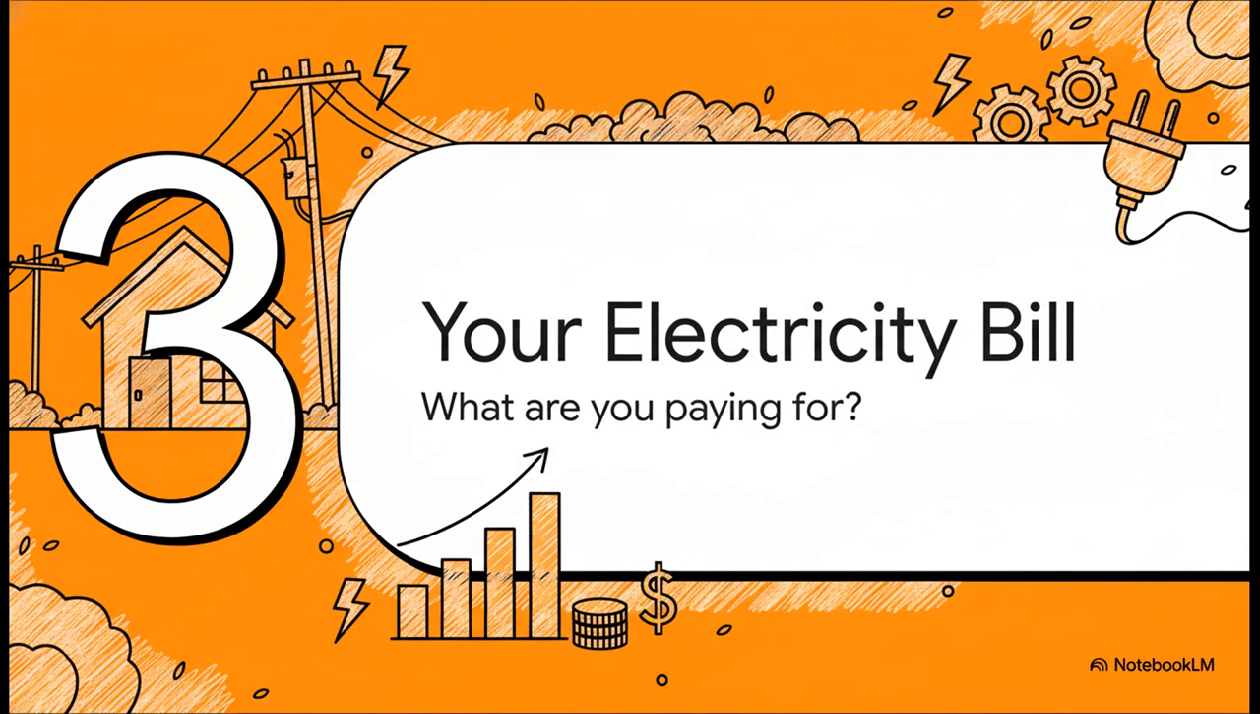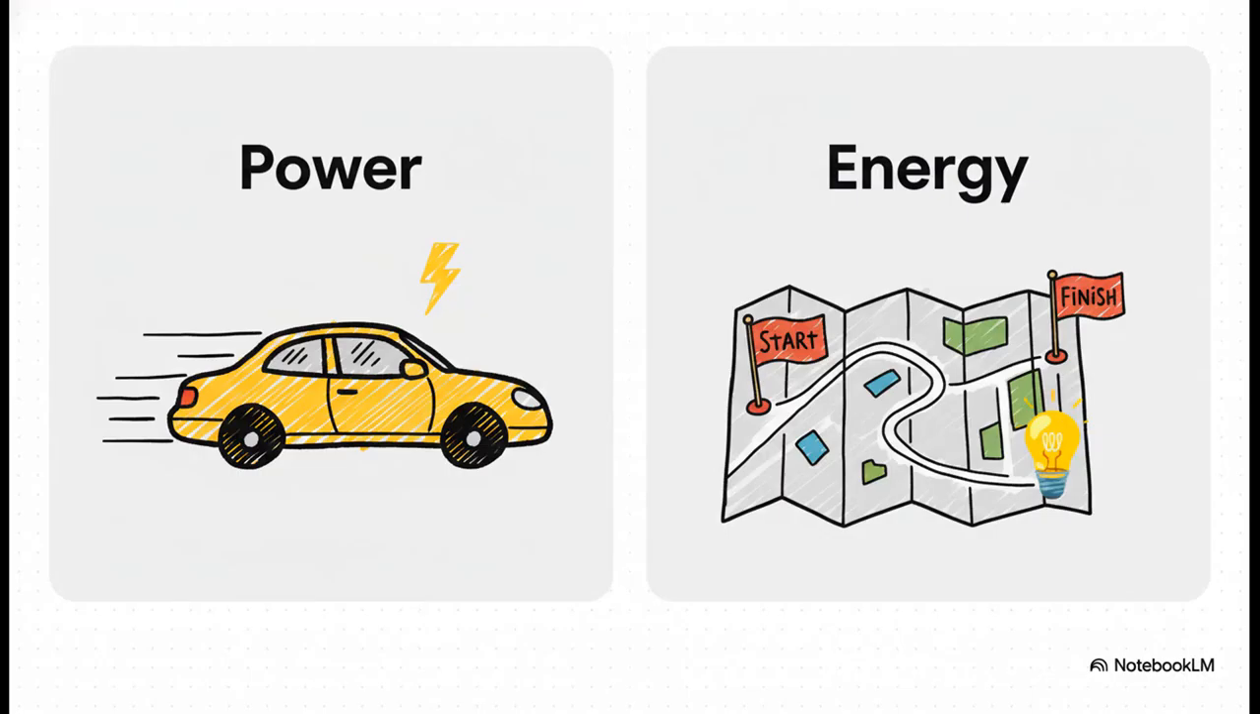All right, let's move on to something very practical, something your parents deal with every month. Let's try to understand the electricity bill that comes to your home. Now, this is a very common point of confusion, so it is important to understand the difference between power and energy. Power is the rate of using energy. It's like the speed of a car in kilometers per hour. Energy, on the other hand, is the total amount that is consumed over a period of time. It's like the total distance the car has traveled.